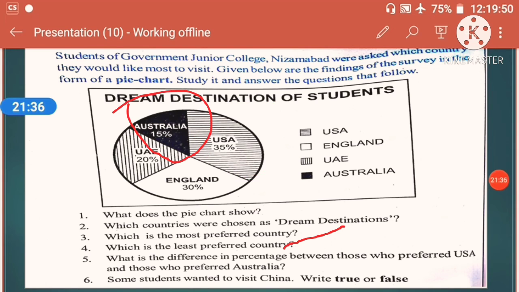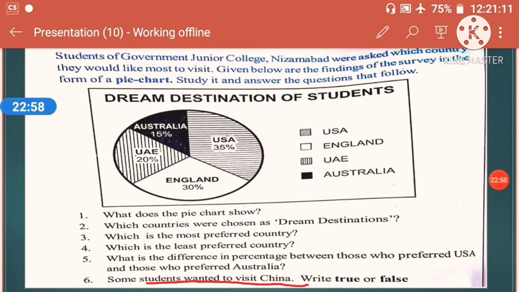Let's move to our next question. Which is the least preferred country? And the answer is Australia. It is 15% recorded in the diagram. What is the difference in percentage between those who preferred USA and those who preferred Australia? So let us observe the USA percentage and Australia percentage. You have to mention the percentage. USA 35% and Australia is 15%.